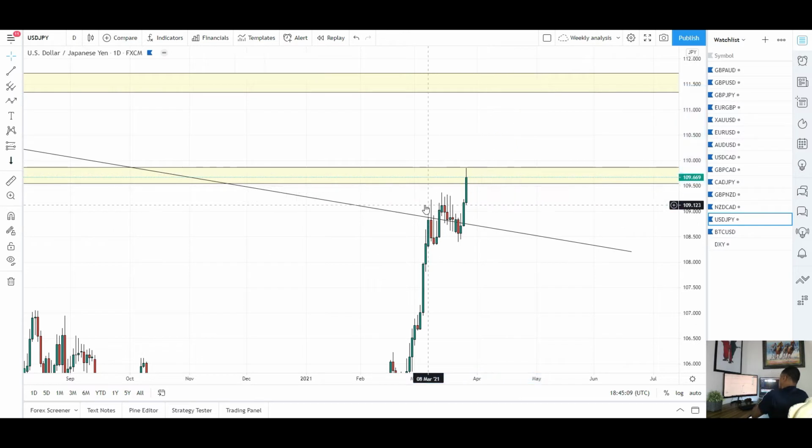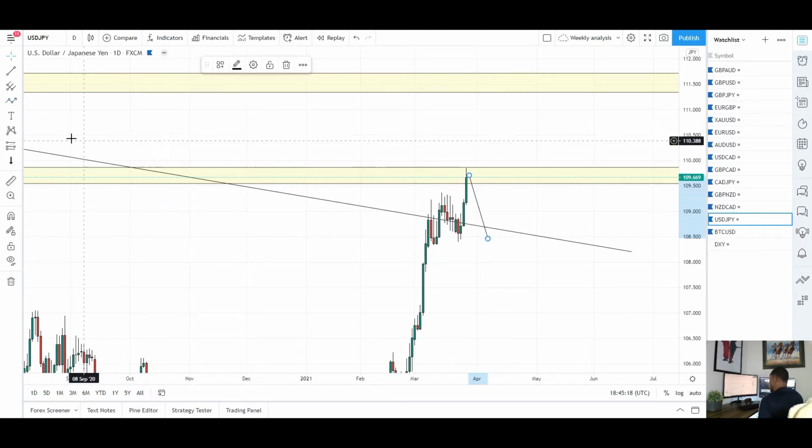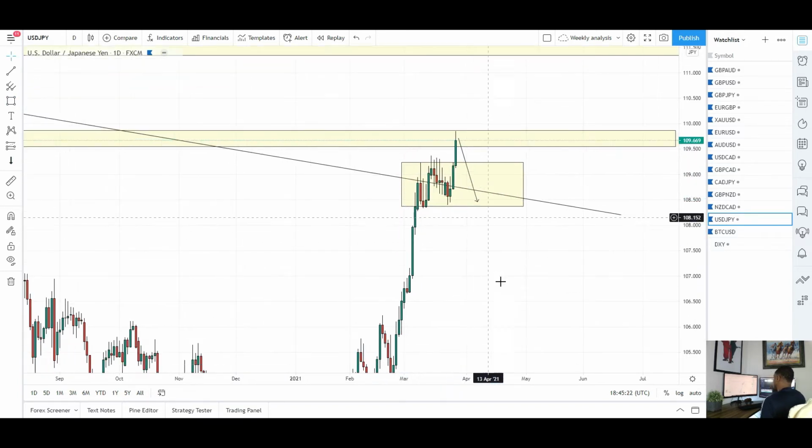However, if we don't break through that level and we hold, I do expect price to come right back down and give us that false break of that trend line, and we could see price fall right back into this consolidation, and from then on we might see a breakout to the downside as we've had a false break to the upside there.